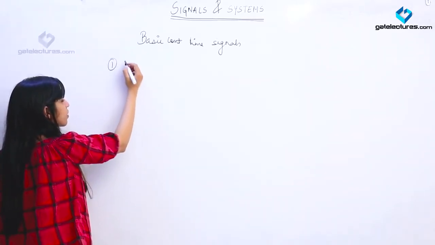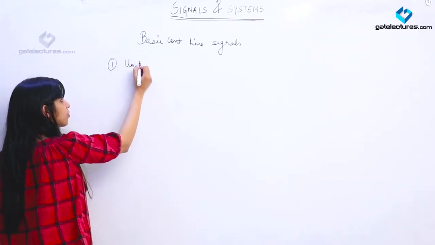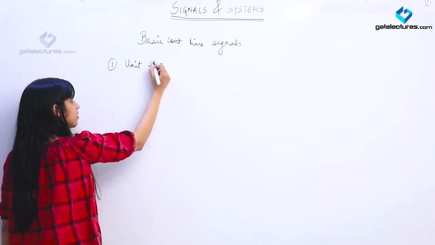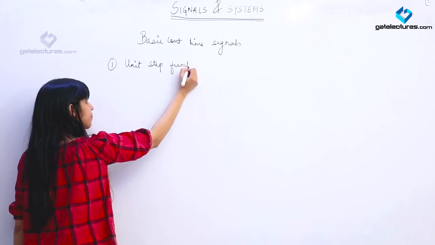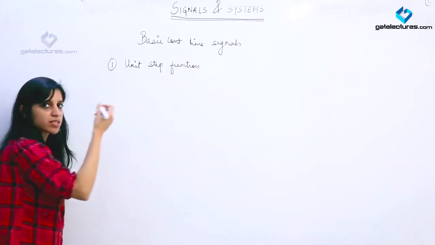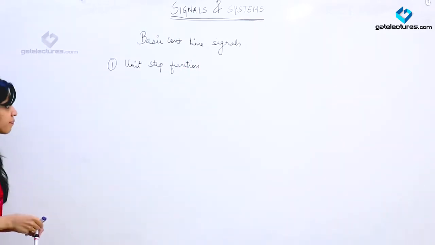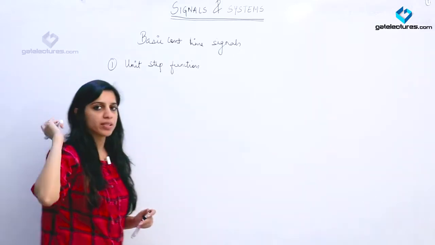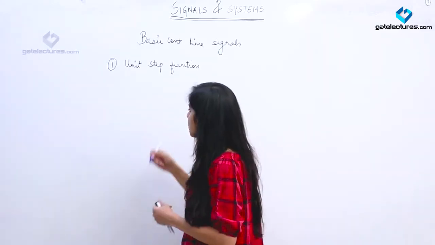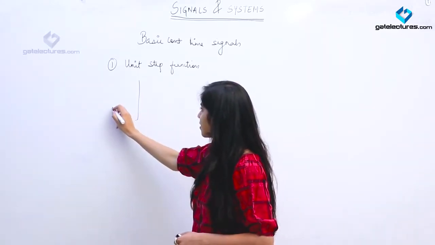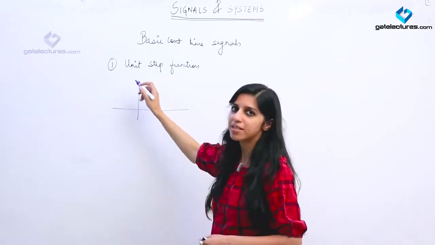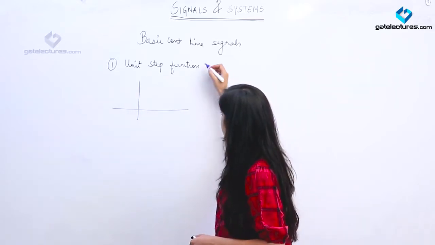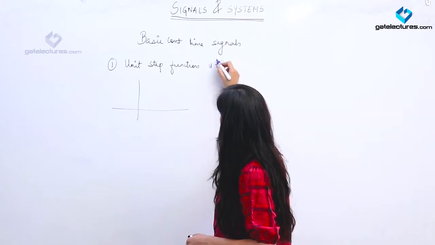So the first function that we are going to look at is the unit step function. This function is what its name signifies. This is a step of unit, a step of 1 which starts at t is equal to 0. So we are representing this unit step function, unit step signal, by u(t).